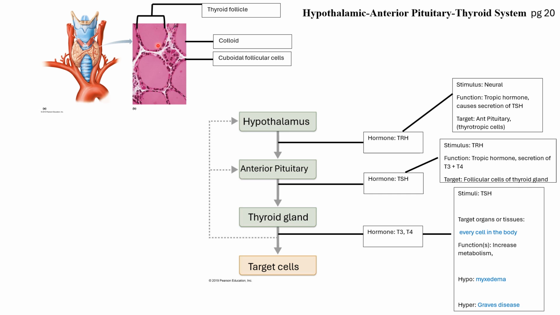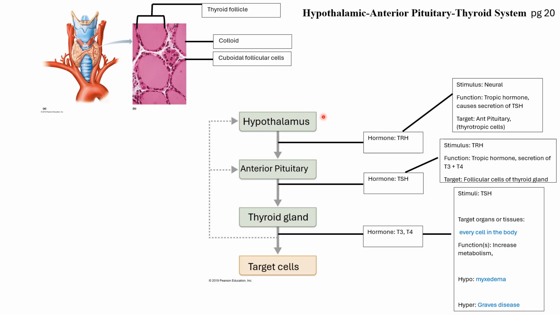These are the thyroid follicles, right? And this pink substance inside the thyroid follicle is the colloid. And the cells lining the thyroid follicles are known as the cuboidal follicular cells. These are the cells which synthesize thyroid hormone. Thyroid hormones are T3 and T4.